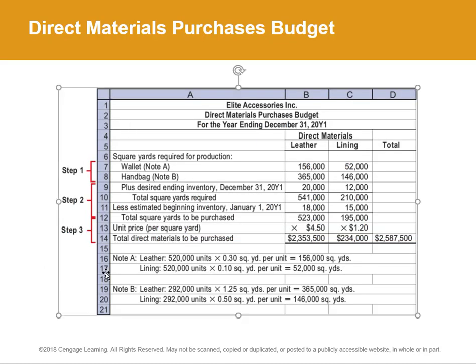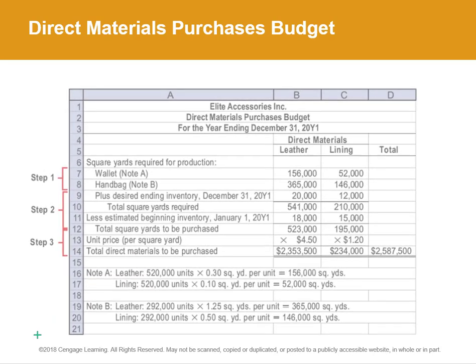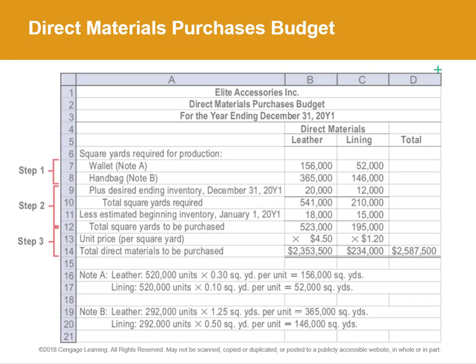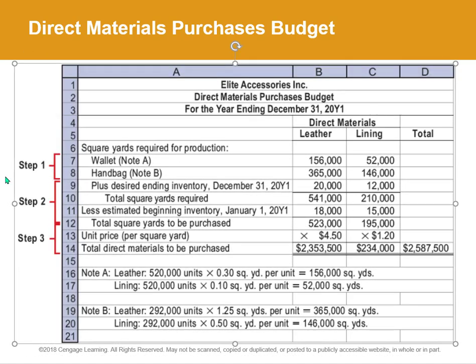Okay, so here's a spreadsheet on it. Let's see this. I thought I did this, but apparently not. All right, so here are the square yards needed for production. For the wallet, note A.